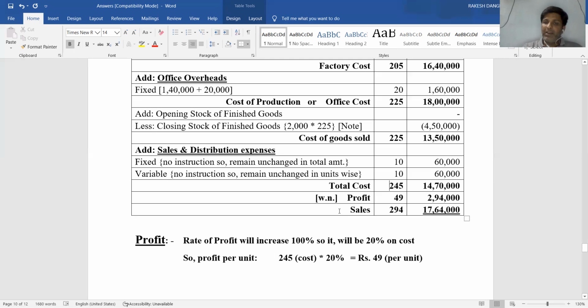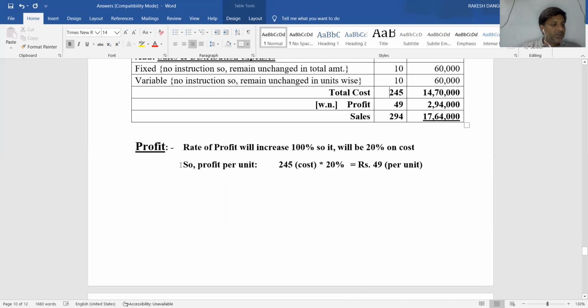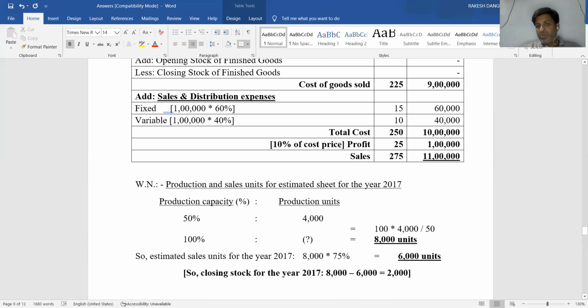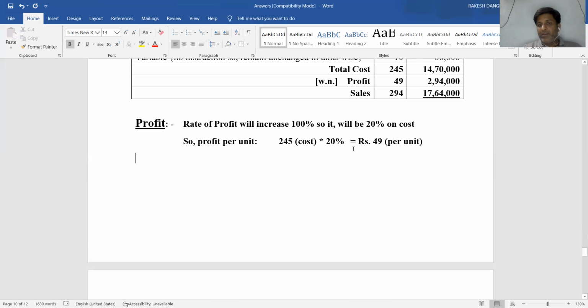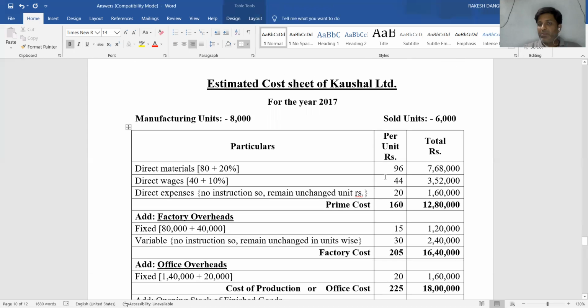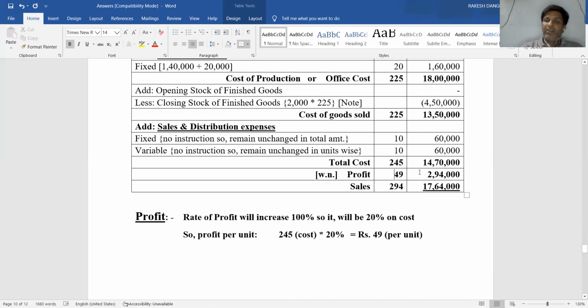Now profit and then sales. As per information number 4, the rate of gross profit will increase by 100%. In 2016, the rate of gross profit was 10% of cost price. So there will be a 100% increase. It means now it will be 20% on cost price. Here cost price is rupees 245 per unit. So 245 multiplied by 20%, which is 49 rupees per unit. So there is a profit of rupees 49 per unit. Then profit per unit multiplied by sales units 6,000. So 49 into 6,000, it will be 2,94,000.